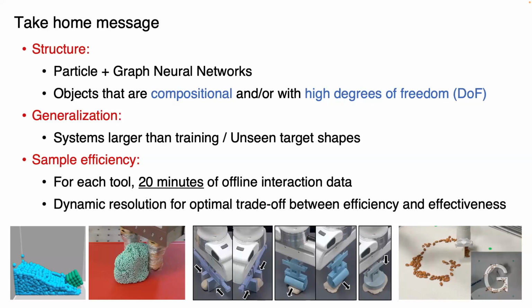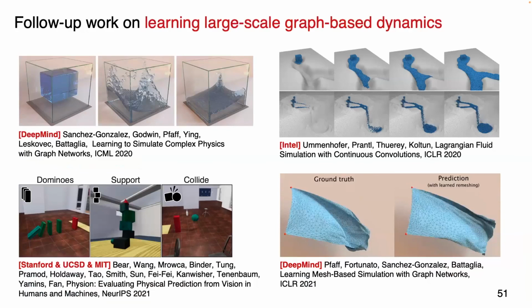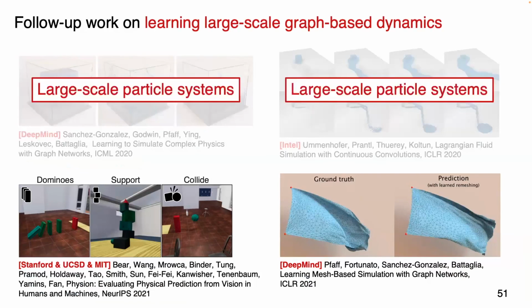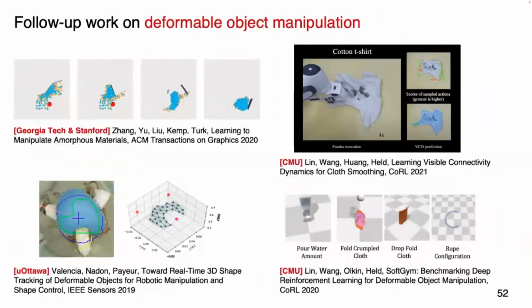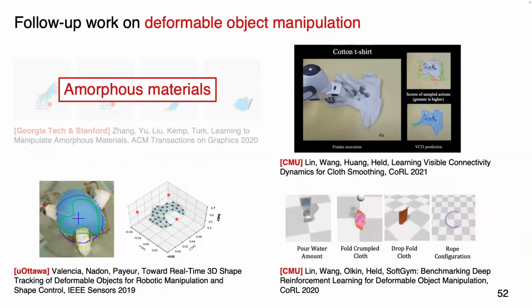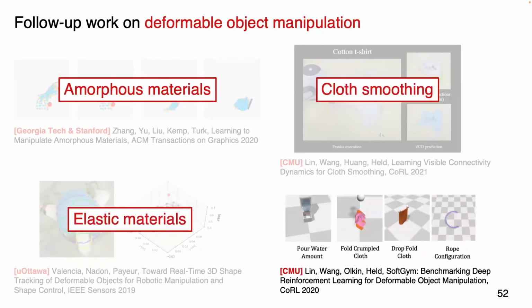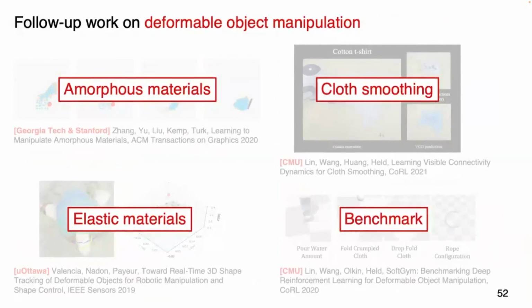Starting from my very early work on using particle dynamics, this thread of work also inspired two major threads of follow-up work. The first thread of follow-up work is using graph-structured neural dynamics to model the dynamics of large-scale compositional systems. Here are some works I particularly like from DeepMind, Intel, and Stanford on the modeling of large-scale particle systems, intuitive physics, and mesh-based systems. Another thread of follow-up is to use particles as a representation for deformable object manipulation. Here I'm showing some particularly interesting work on the manipulation of amorphous materials, clothes, elastic materials, as well as a benchmark from CMU on deformable object manipulation.